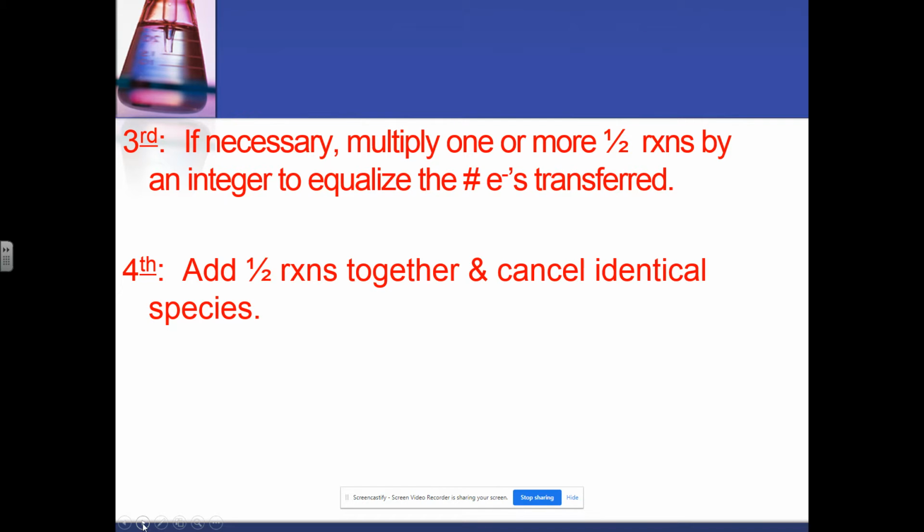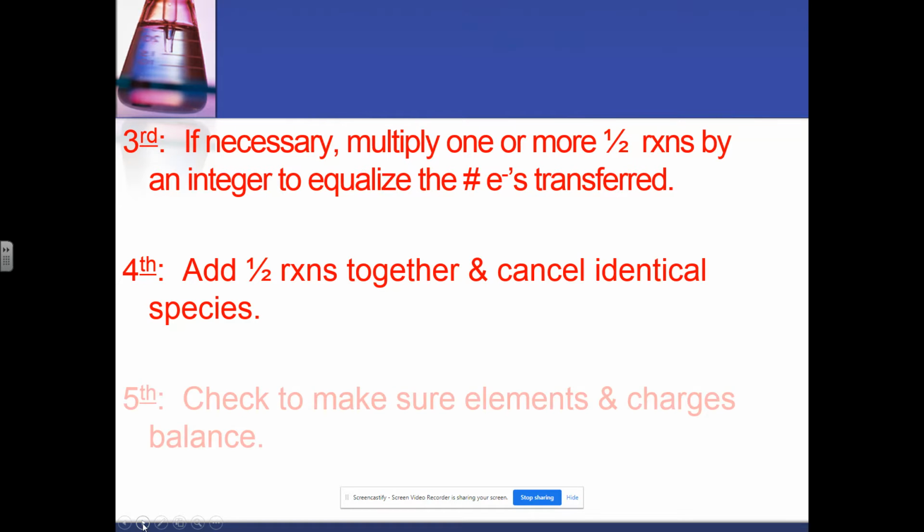All of those have to cancel, and sometimes you will have hydrogen ions as well as waters that may cancel as well. And we will see that in one of the examples we're going to do in just a minute. Then you want to check and make sure the elements and charges are balanced. That is just a check to reassure you that you have done it correctly. If both your charge and your elements are balanced, then you know you have done the reaction properly and it is a correctly balanced redox reaction.